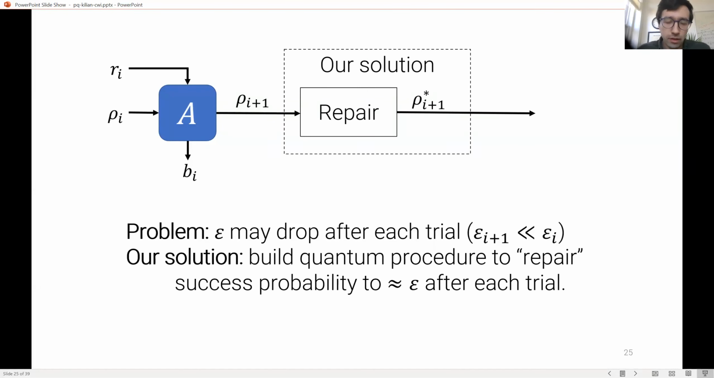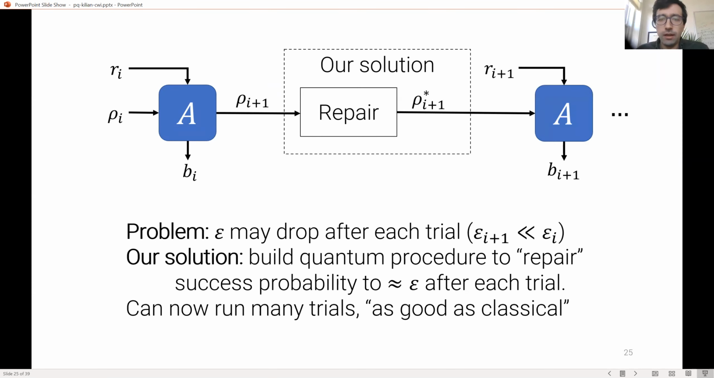And so what we do in the paper is to build a quantum procedure which repairs the success probability to approximately epsilon after each trial. It takes a state with a damaged success probability and repairs it to a state which has almost as good a success probability as the original state. And this now means that once you have this procedure, you can run as many trials as you want, because the success probability only goes down a little bit. If you make that little bit small enough, then you can run as many trials as you like. And this is how we complete the proof.